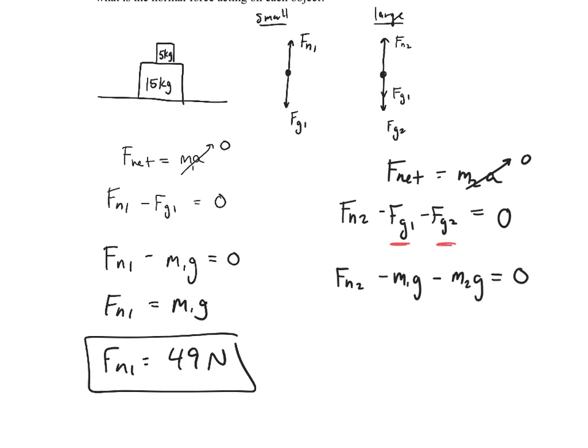I'm just replacing FG with its formula. And then I'm solving for Fn2. Can somebody make a statement in their own words that illustrates this last line of the equation? What could that statement be, Christina? The normal force on the other object is equal to or balanced with the weight of gravity pushing down the object.